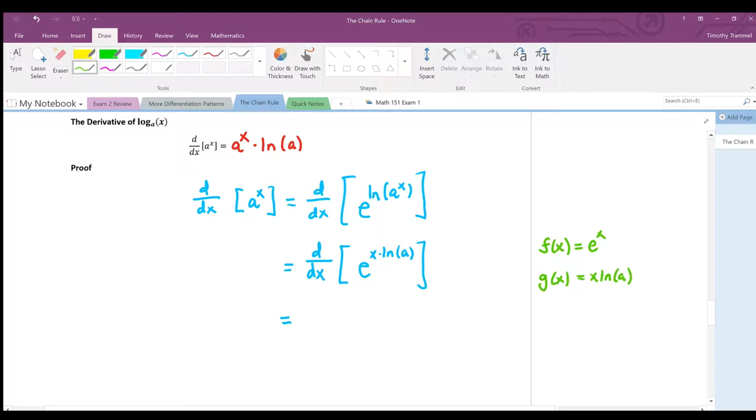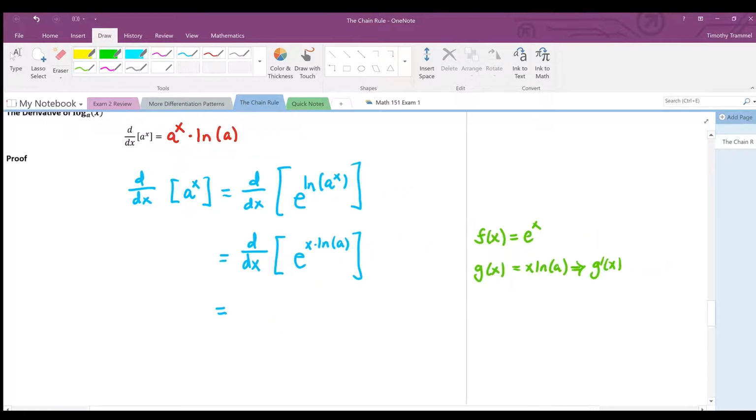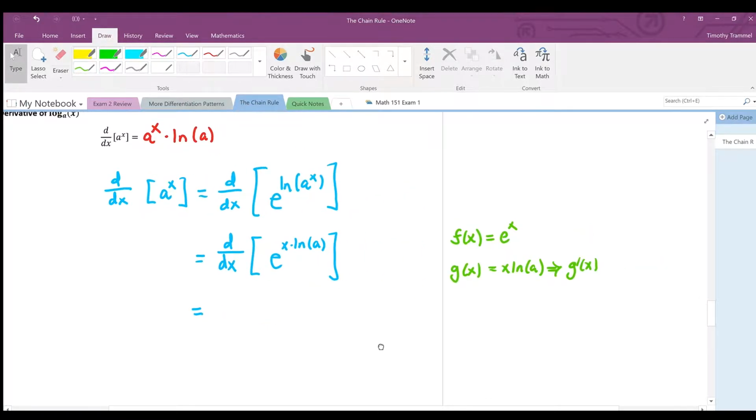But now remember, the natural log of a is just a constant, so the derivative of g is just going to be that constant, the natural log of a. This is like if we were taking the derivative of 5x, right? We get 5. Well, instead of 5, we have the natural log of a there. And if we were looking for f prime, that's just going to be e to the x again, right?